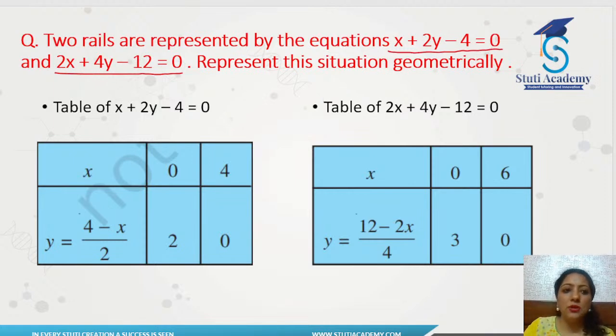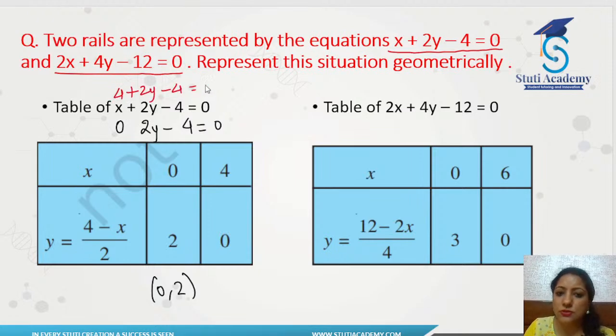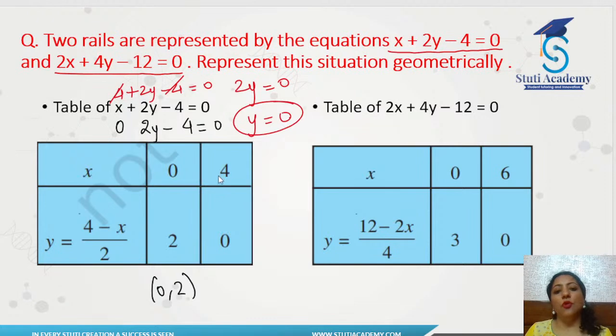So we'll follow the same process. We are going to create a table of x here. So we are going to put here x is equal to 0. And once you put x is equal to 0, you will get 2y minus 4 is equal to 0. This will give you the value of y as 2. So you will get here 0, 2. Now if you put here x is equal to 4, we'll get 4 plus 2y minus 4 is equal to 0. This will get cancelled and then we have 2y equal to 0. So y is 0. If we put x equal to 4, we are going to get y is equal to 0. So that's another solution of the equation.